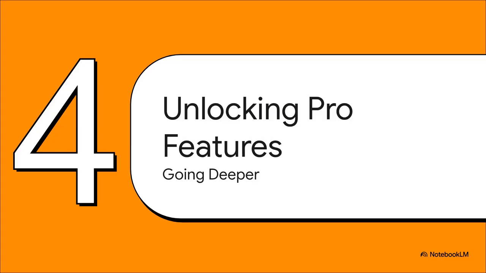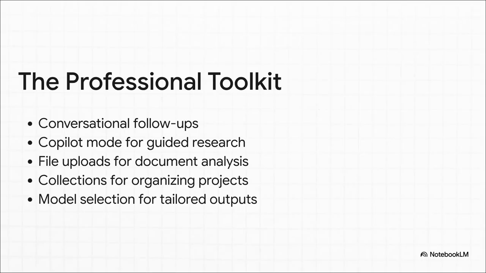So once you've got the hang of the basics, Dr. Grant shows us how to tap into the features that really turn Perplexity into your personal research assistant. This is where things get really powerful. Just look at this toolkit you have at your disposal. You can ask follow-up questions, just like you're having a conversation, to dig deeper. There's a Copilot mode that helps guide you through really complex questions. You can even upload your own files, like a big PDF report, and just start asking it questions. Collections help you keep all your different research projects tidy, and you can even pick different AI models to get the exact kind of answer you're looking for.